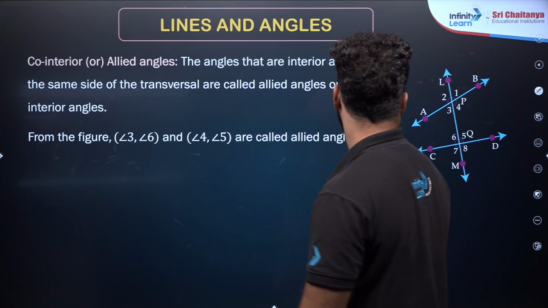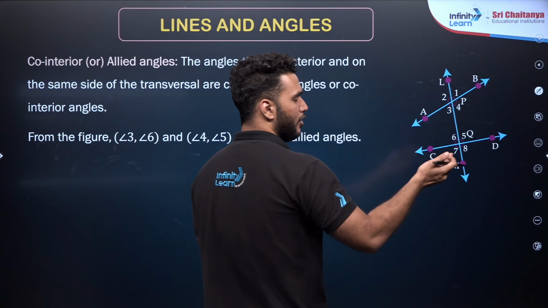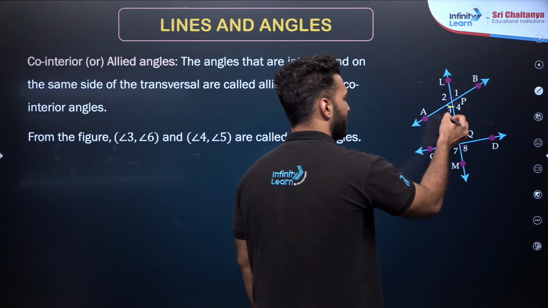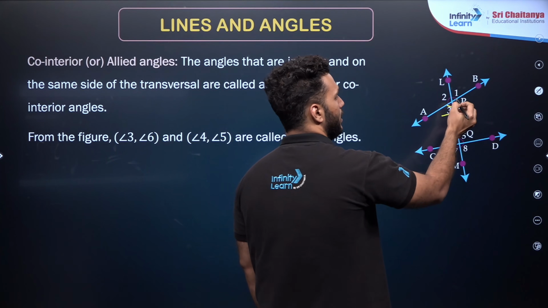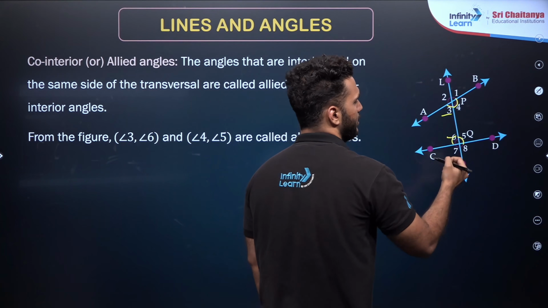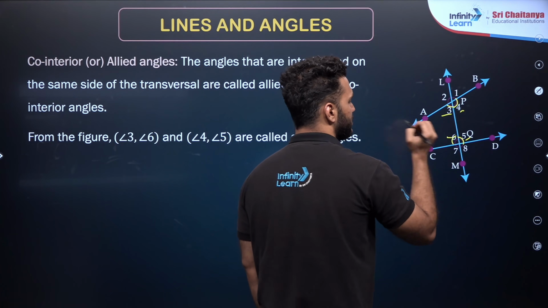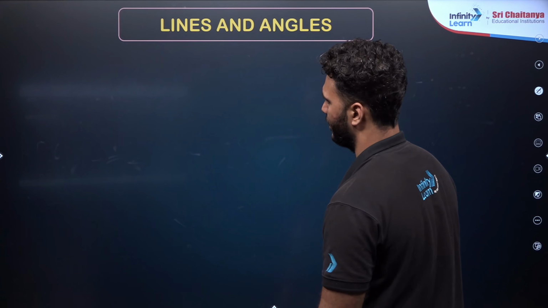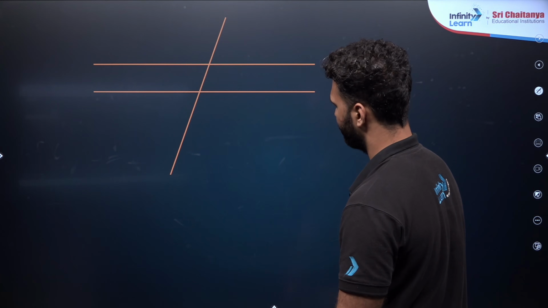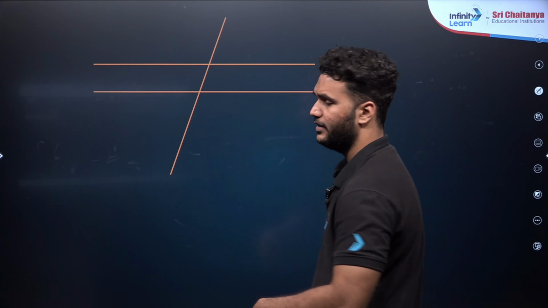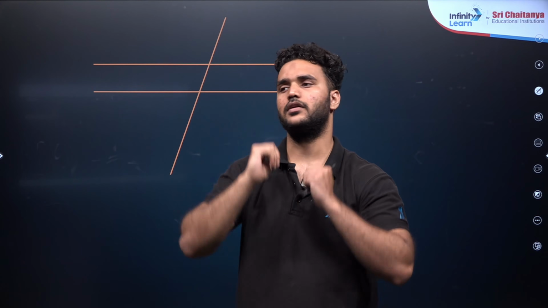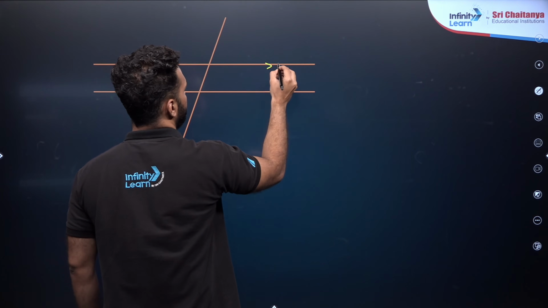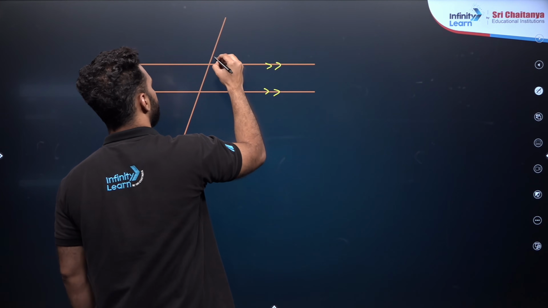Co-interior angles are inside and on the same side of the transversal line. So 6 and 3: this is inside, and on the same side of the transversal line. So this one and this one are co-interior angles. And similarly, we have co-exterior also: same side, and outside of these two lines. Okay. Now, any doubt till yet? Now let's say this line and this line are parallel. This line and this line are parallel.